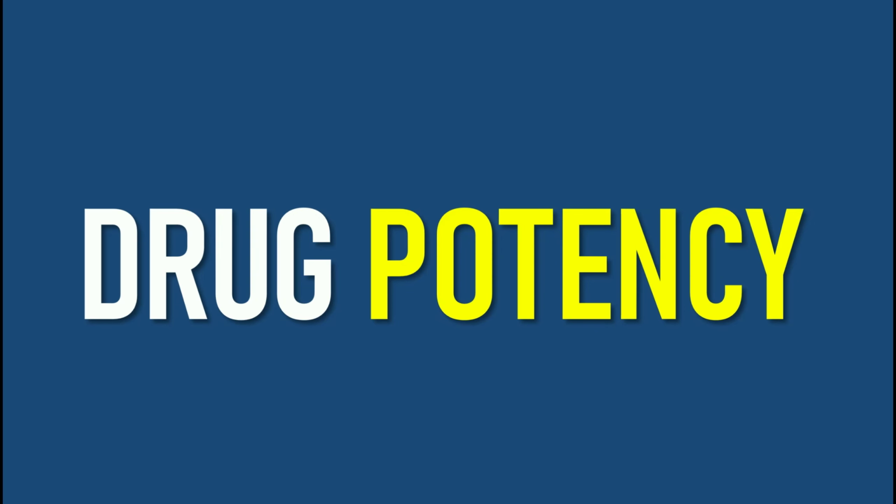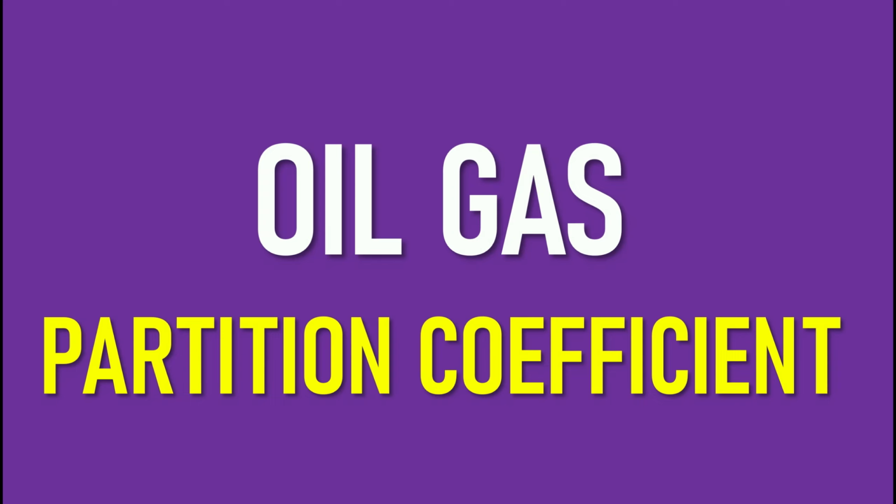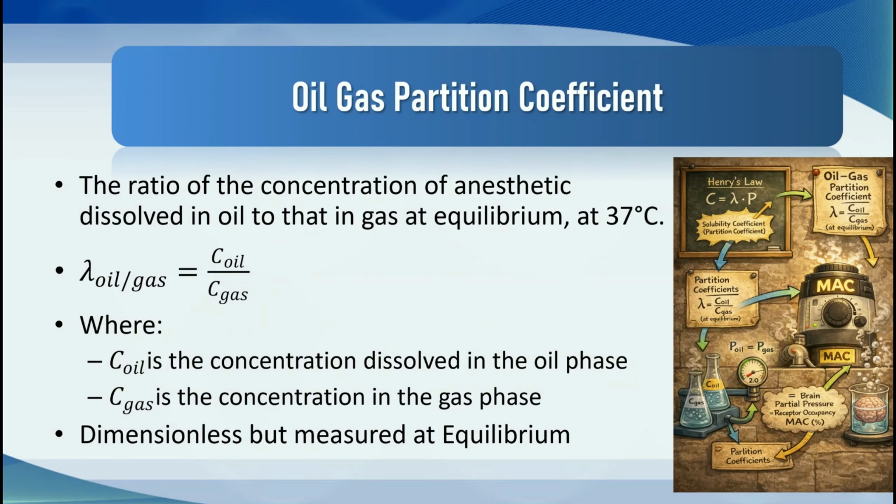The way we look at drug potency is the oil gas partition coefficient. The oil gas partition coefficient is the amount of anesthetic that dissolves per unit volume of oil, and it's calculated as the ratio of the concentration of that anesthetic in oil to that in gas at equilibrium at 37 degrees. And again, the lambda is used to describe this.